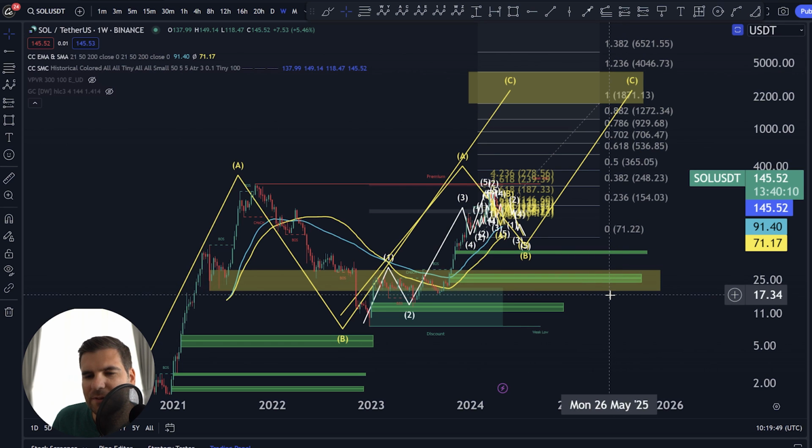So, I think for Solana, everything's actually clearing up quite nicely. I think we're in a really good spot. And I do think that Solana has a huge potential run to the upside in the coming months.